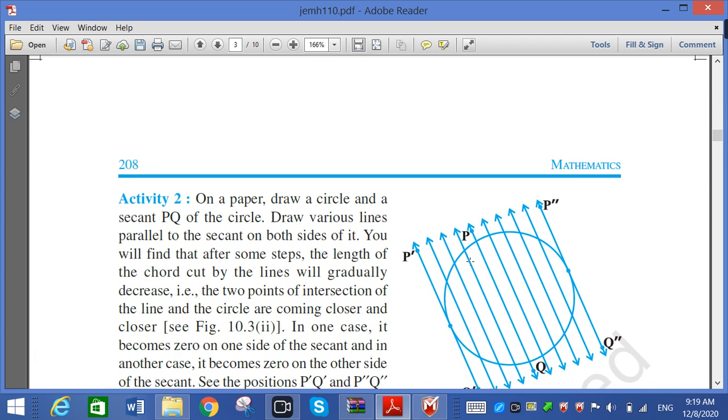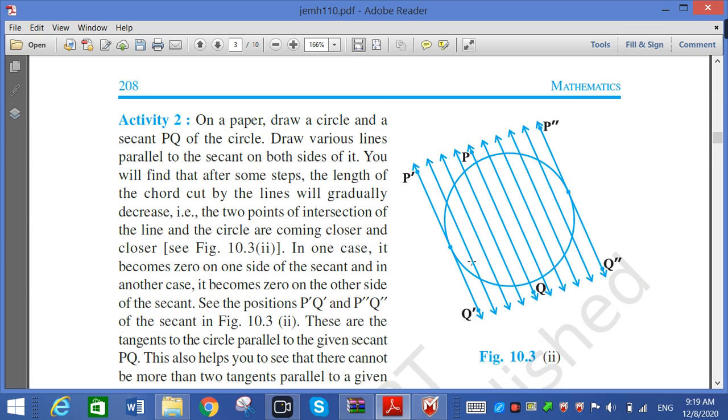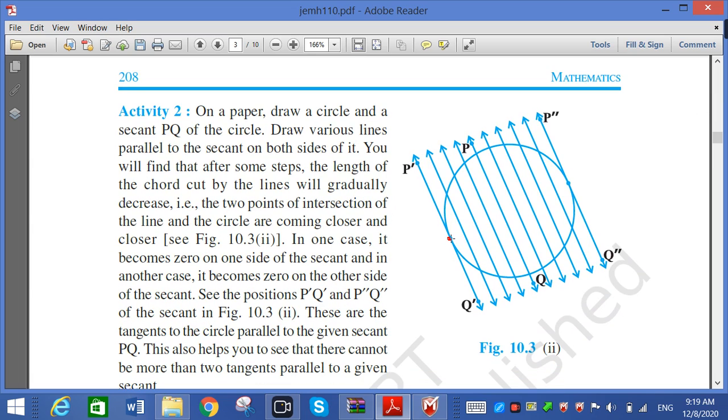Now how many tangents are parallel to each other? So if you will see here, only two. So these are the tangents to the circle parallel to the given secant PQ. This also helps you see that there cannot be more than two tangents parallel to the given secant. So if a circle is there and we want to make parallel tangents, then only two tangents are possible which are parallel to the secant, or we can say diameter.